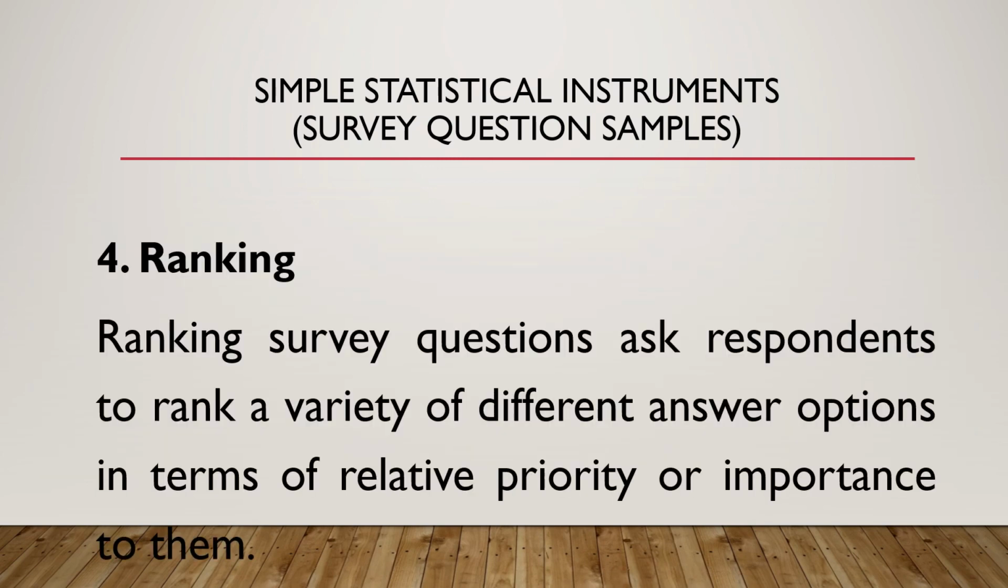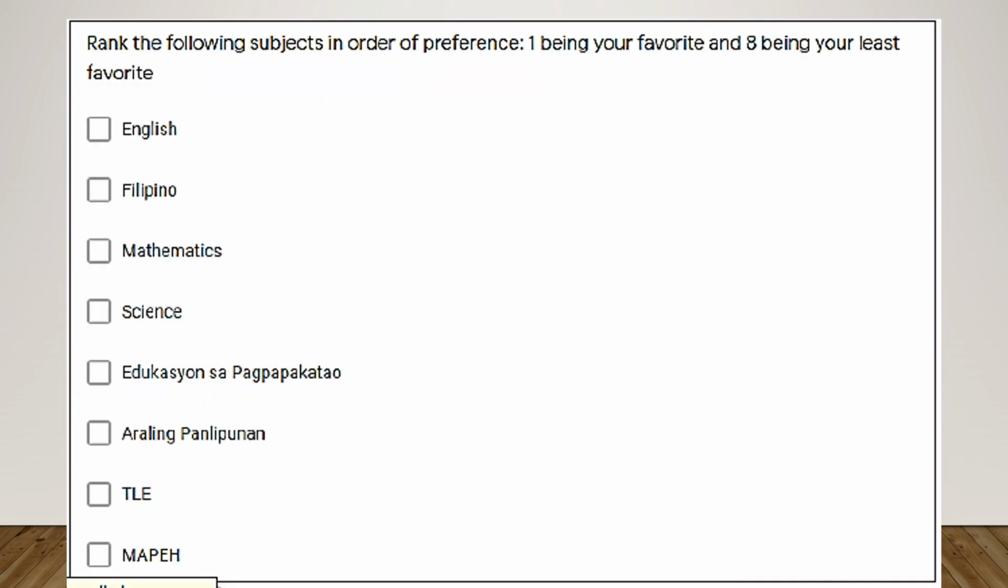Next is the ranking. Ranking survey questions ask respondents to rank a variety of different answer options in terms of relative priority or importance to them. In ranking, all you have to do is to choose or to rate the given options from 1 to n. Okay? An example here is this one. You have to rank the following subjects in order of preference, 1 being your favorite and 8 being your least favorite.